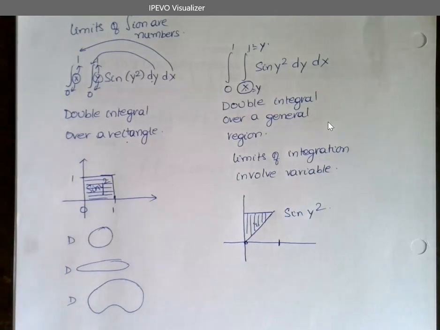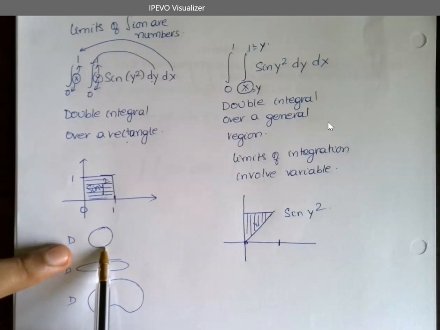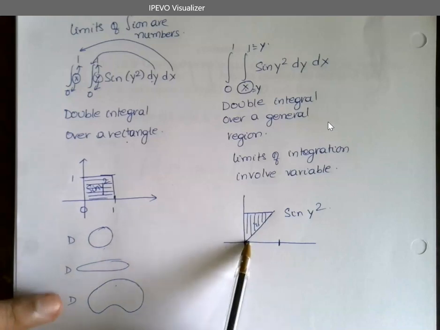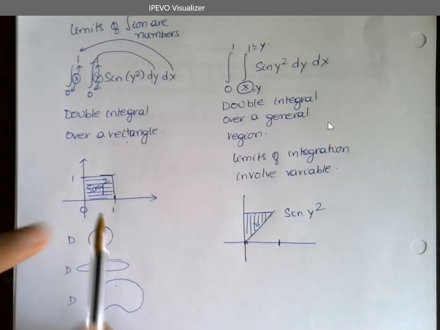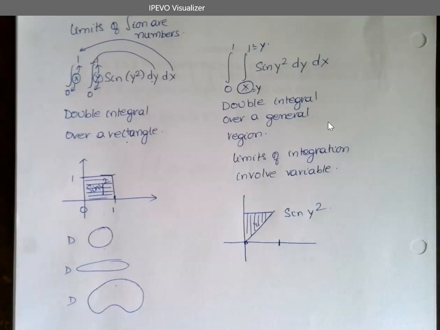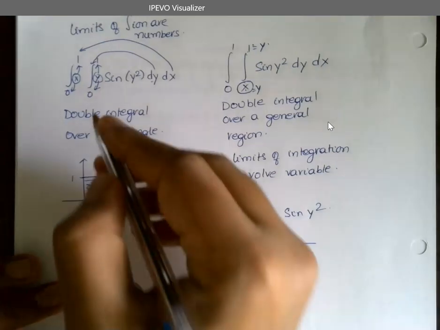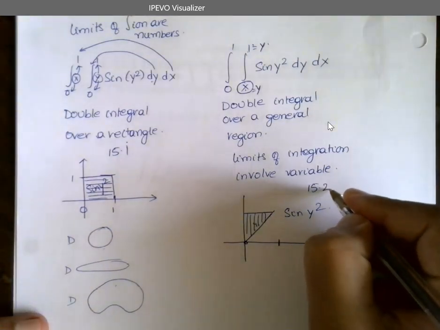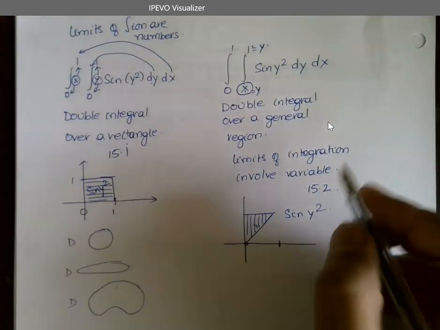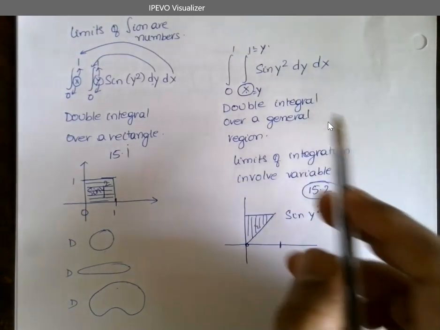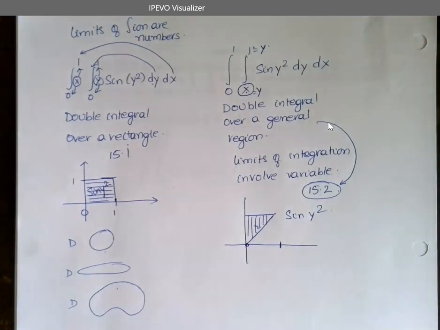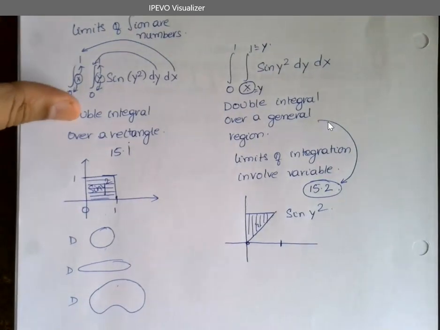So the moment you integrate over a general region, the domain could be a circle, an ellipse, any different shape, or a triangle. It need not be a rectangle. That's the main difference. That's the hiccup we are trying to overcome. This was section 15.1. Now we are taking one step forward and finding the double integral over a general region in section 15.2. I hope you understand the difference between those two.